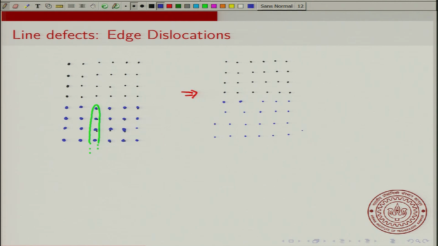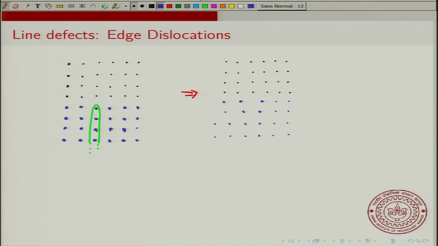Now you see what I have done, okay. So you had this missing plane of atoms, I took this out, and then in order to fit the atoms, I moved all these atoms a little bit towards this side. Right at this point I just showed the missing atom, but you see that all the atoms near it have actually moved a little bit, okay.